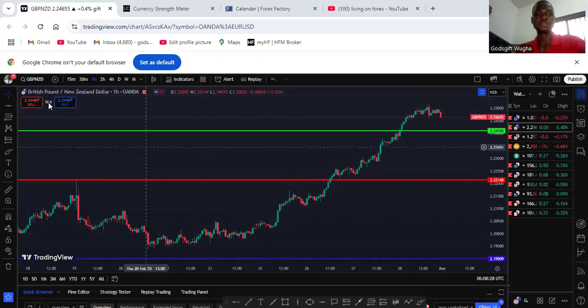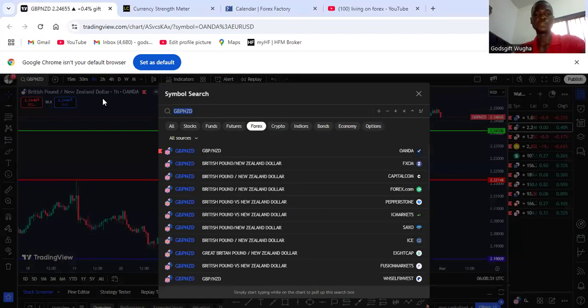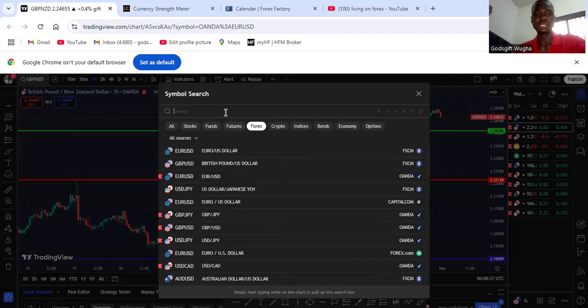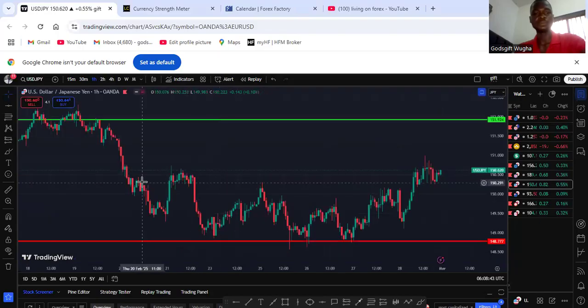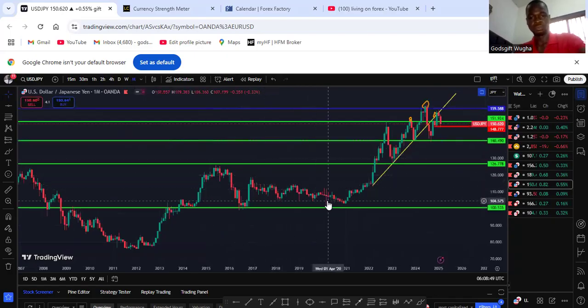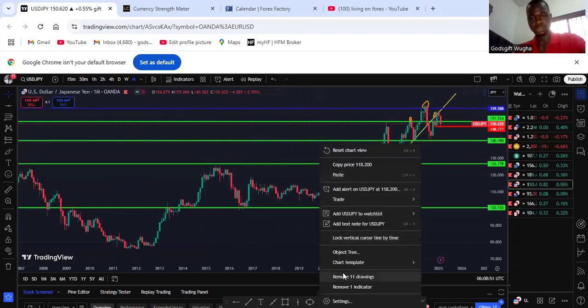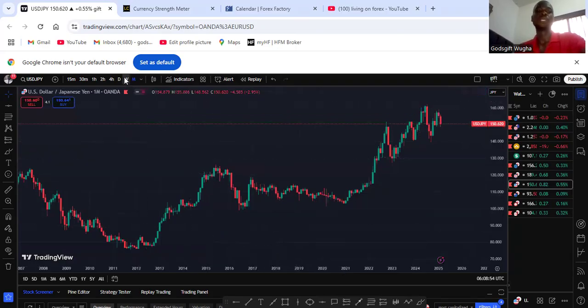I want to kindly share my screen with you guys right now. Okay, done. What you're actually seeing is my screen. So guys, I will be showing you how to spot a reversal, a weak trend, a trend that is dying. So let me use a clear chart. Let's use the USD JPY. Now, you know how I trade. So right now, I will just remove everything I've done here.